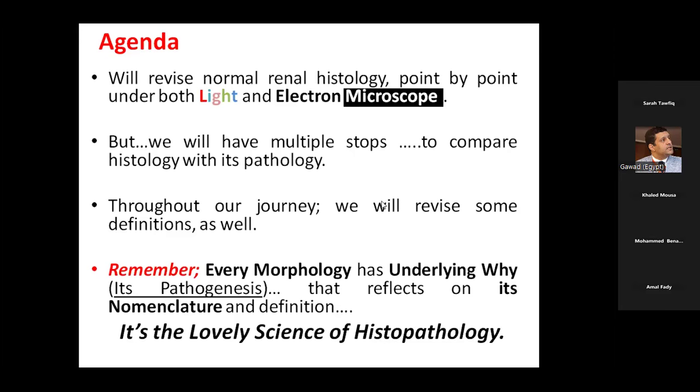But we will have multiple stops. Our lecture will not be only about normal renal histology, but every now and then we will stop to compare histology with its counterpart, which is its pathology, just to make our talk lighter and more joyful. Throughout our journey, we will revise some definitions as well. Remember that every morphology has an underlying why, which is the pathogenesis, and that reflects on its nomenclature and definition, and that's the lovely science of histopathology.